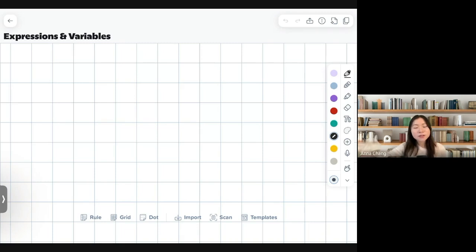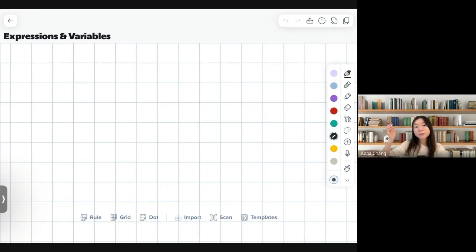Hello everyone, in this lesson we're going to review expressions and variables, which is another key topic on the CSET multiple subjects subtest 2. The exam is going to expect us to understand how variables are used to represent unknown or changing quantities, how to write and evaluate expressions, as well as how to distinguish expressions from equations. So let's go ahead and get started.